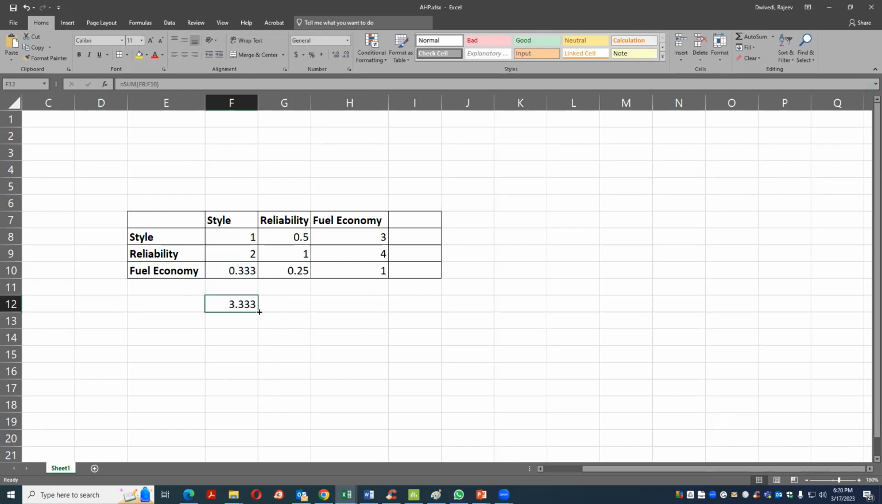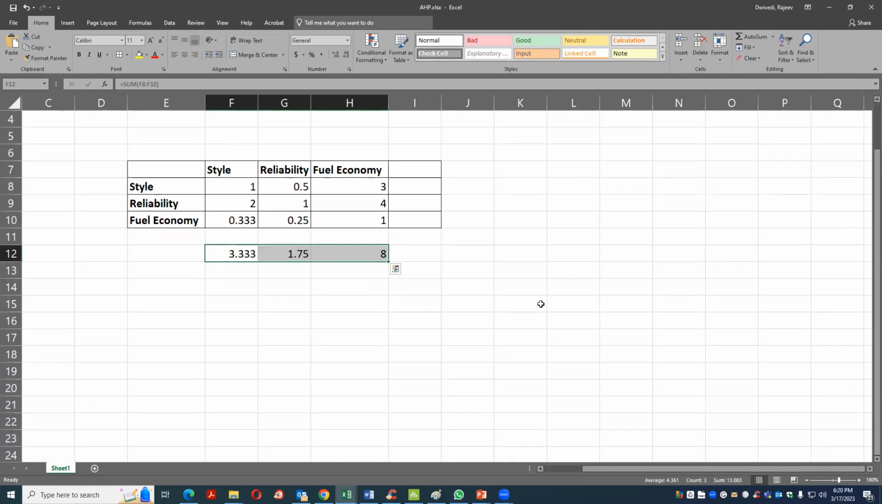And similarly, I do this. Is it making sense? So I did this sum. Now I'm going to normalize this. How can I normalize? I just make this.